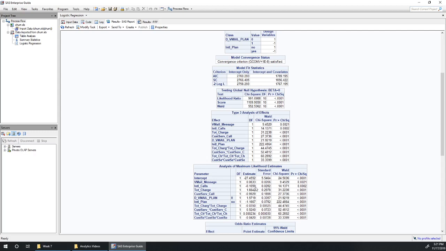International calls. Divide this by 4, we get about 2.5%. One more international call decreases our chance of churning by about 2.5%.